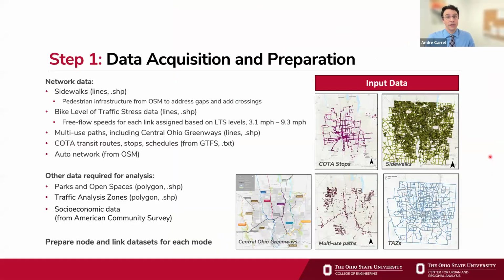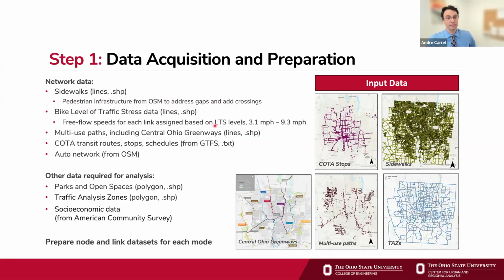All right, so step number one, we have 7 steps total that we're going to outline. The examples that I'm giving are specific to our case study here in Central Ohio. So step number one, the data acquisition and preparation. For what we wanted to do, we needed network data. A lot of the data we obtained from MORPC. This included sidewalk infrastructure, as well as some data from OpenStreetMap on pedestrian infrastructure to fill in some of the gaps there and add crossings across streets.